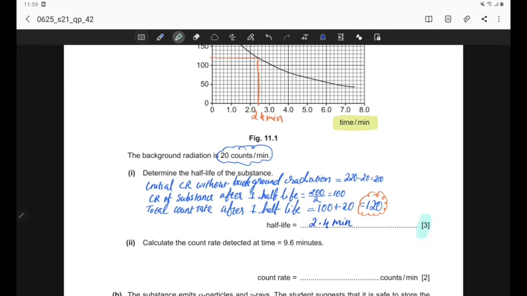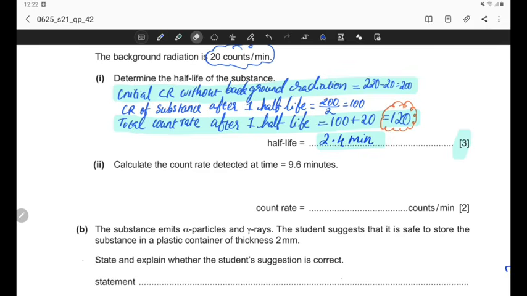This is a 3-mark question. For finding the initial count rate without background radiation, you can score 1 mark. The second mark is for finding the total count rate after one half-life. Then the final mark is for finding the half-life from the graph.